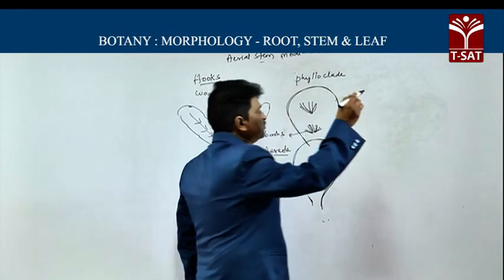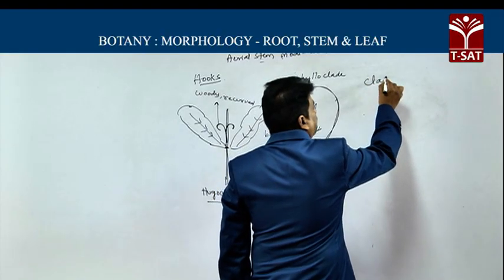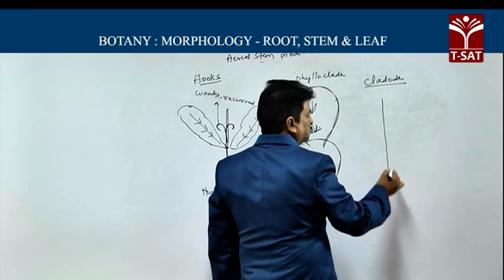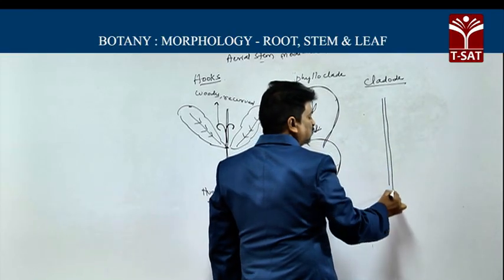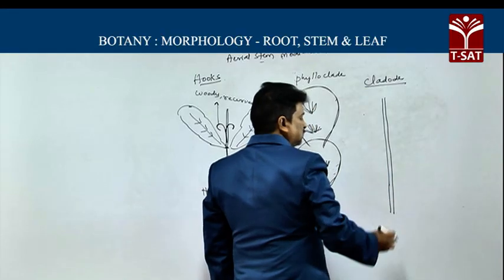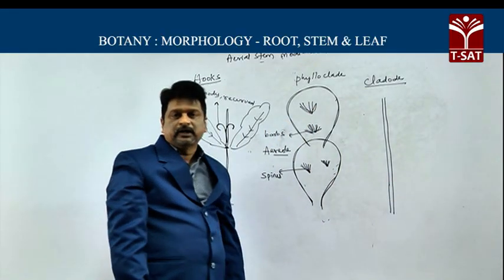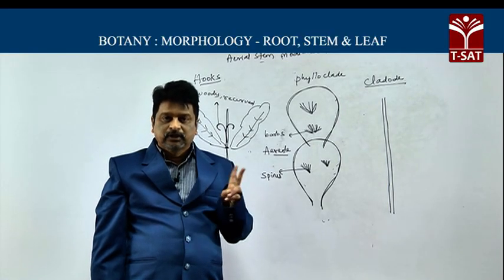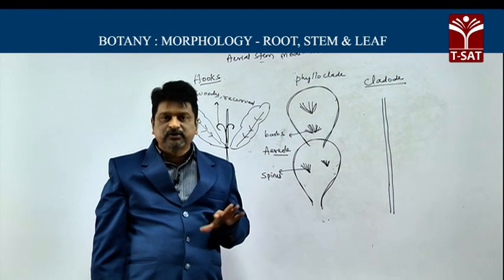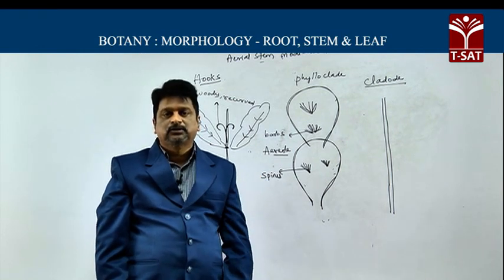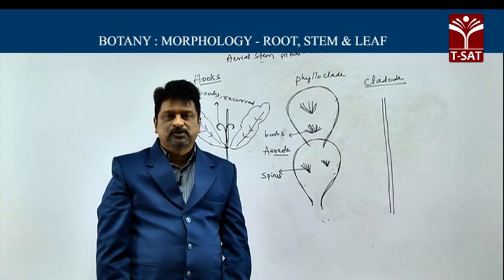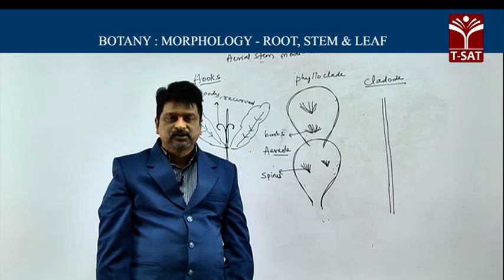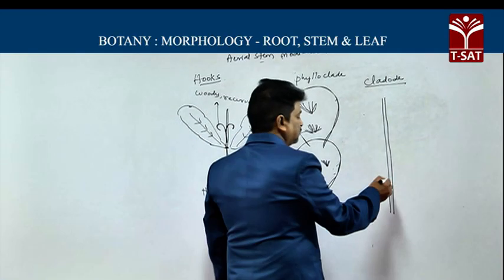There is another modification called cladode. Cladode is a variation of phylloclade. Like phylloclade, even cladode performs photosynthesis. But the difference is, in phylloclade, the stem shows unlimited growth. In cladode, the stem shows limited growth. For this description, take asparagus.